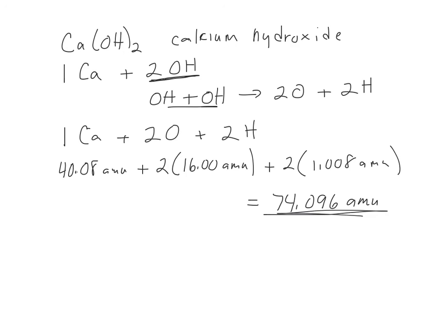So in summary, if we want to calculate the molecular weight of a molecule, we simply add the atomic weights for all of the atoms that exist in that molecule's chemical formula.